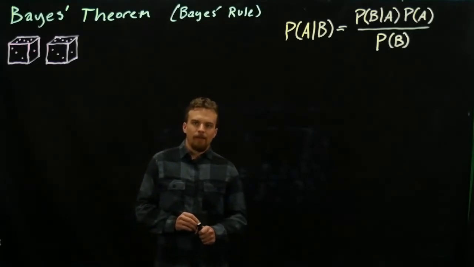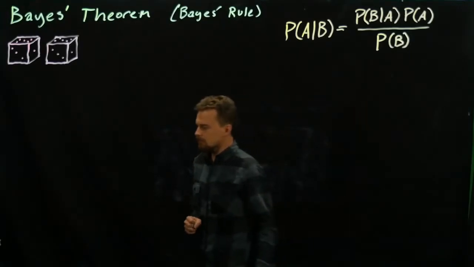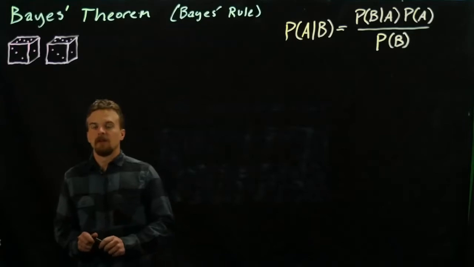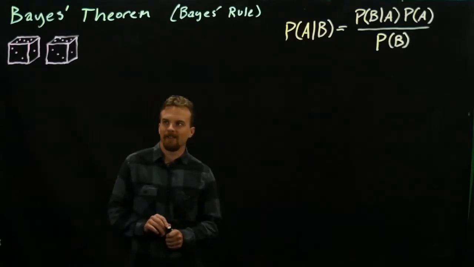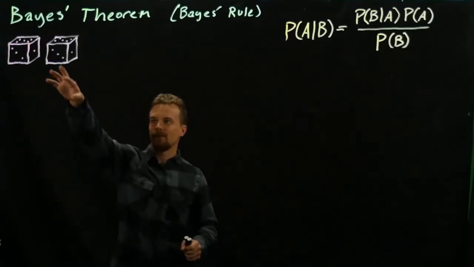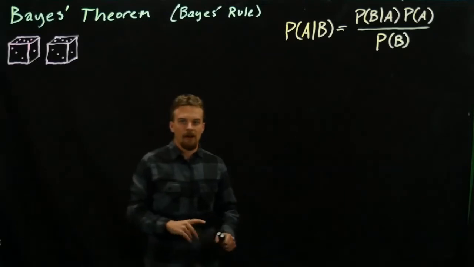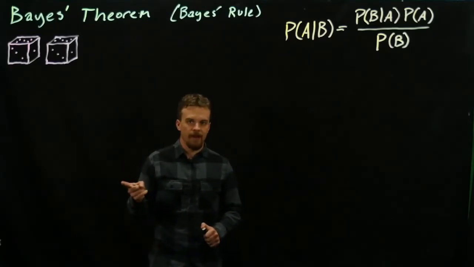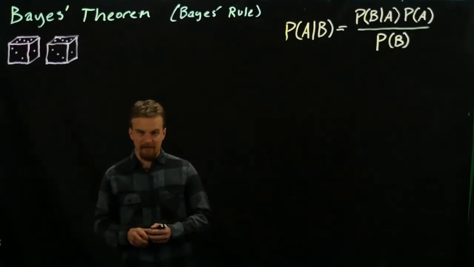So let's set up a problem that lends itself to this. Let's say we have two indistinguishable die, even though they might be sort of distinguishable in my drawing. Let's say they're sitting on the table, they're both the same color, and you know that one of them is fair and one of them is not fair. Now, what do we mean by fair and not fair?